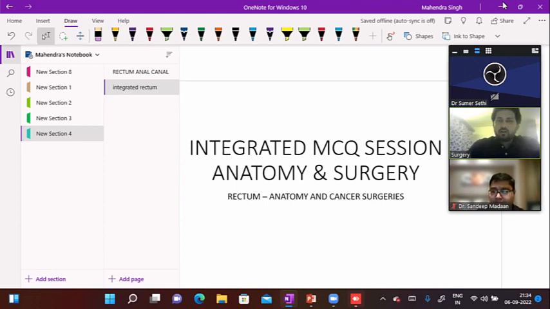Okay, so over to you, Sandeep Madan sir, for a very brief description of the rectal anatomy.